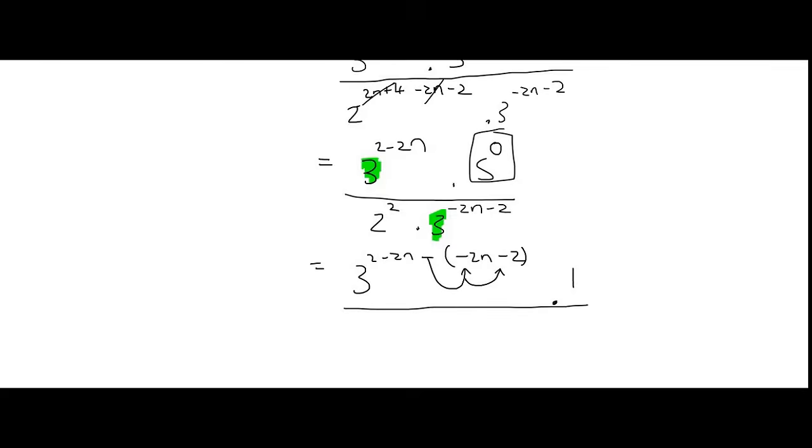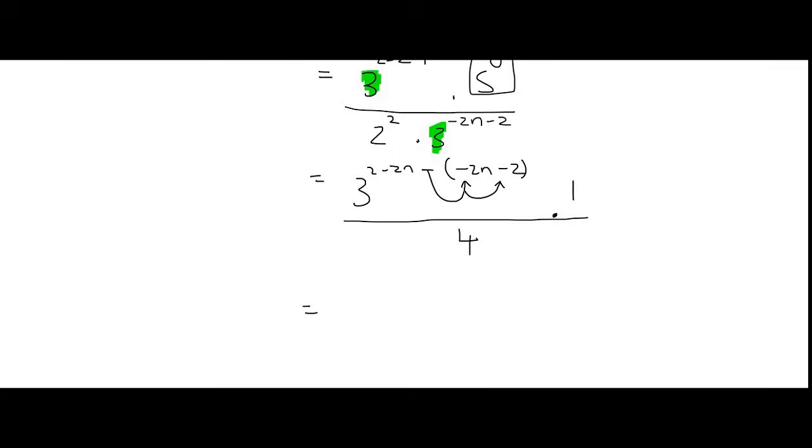And then the 2 to the 2 at the bottom, well, we can just write that as 4. And so working on the 3, it's going to be 2 minus 2n plus 2n plus 2, I'm not even going to put the times by 1 there because that's not necessary, over 4.